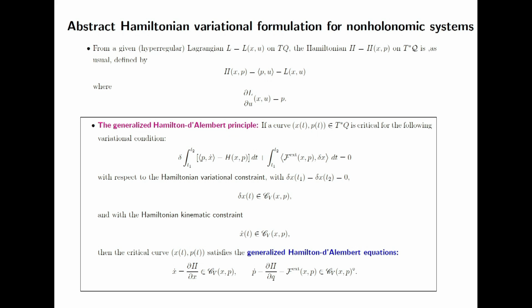So we just assume the Lagrangian is hyperregular, so we can define the Hamiltonian as usual. Then this is a Hamilton-D'Alembert principle, which is an extension of Hamilton's phase space principle in terms of the Lagrange-D'Alembert analog, with the Hamiltonian variational constraint and with the Hamiltonian kinematic constraint. So the curve satisfies the generalized Hamilton-D'Alembert equation. This is quite simple. Okay.